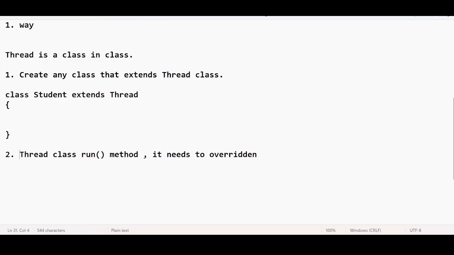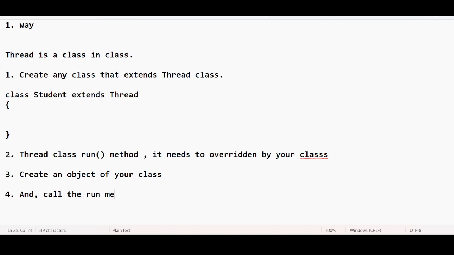Second one is, please ensure that the thread class has a method called run method. Your class needs to override that run method. The third point is create an object of your class. Fourth point, and call the run method. Remember these 4 points. Create any class. Let us go one by one. Okay, let us go to the code.